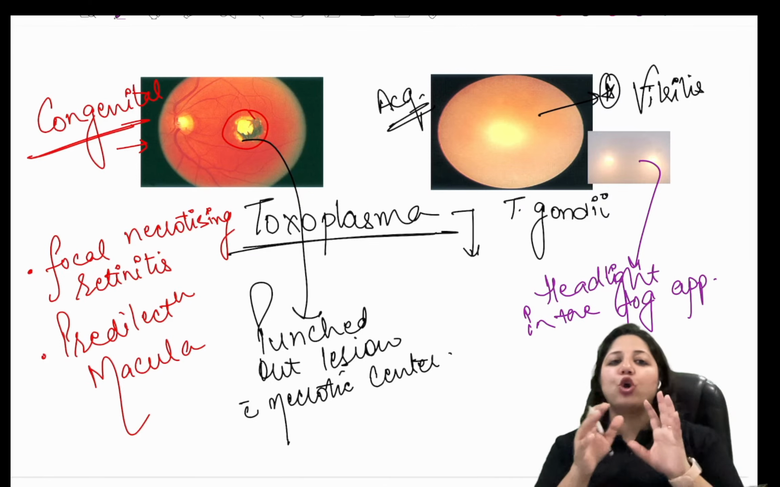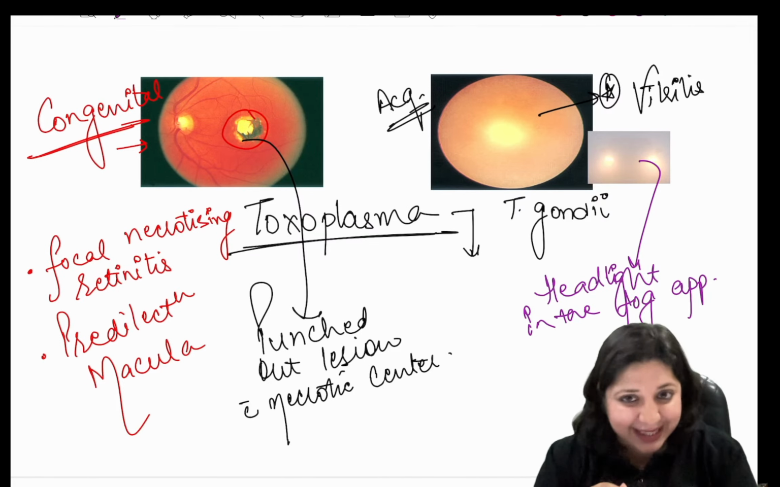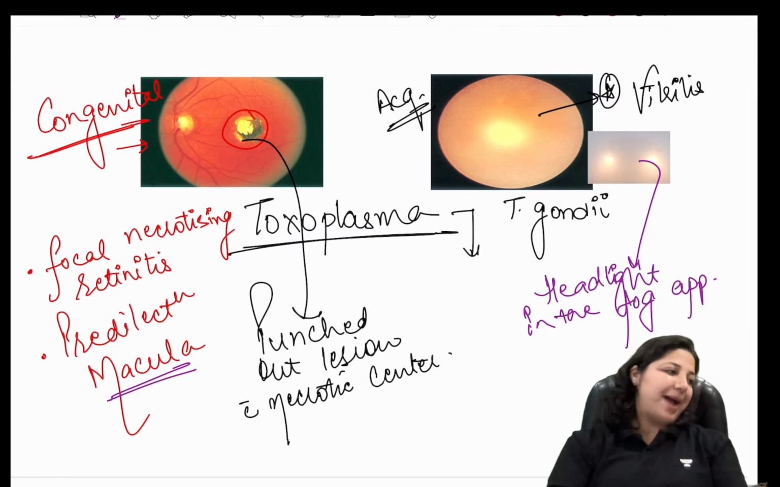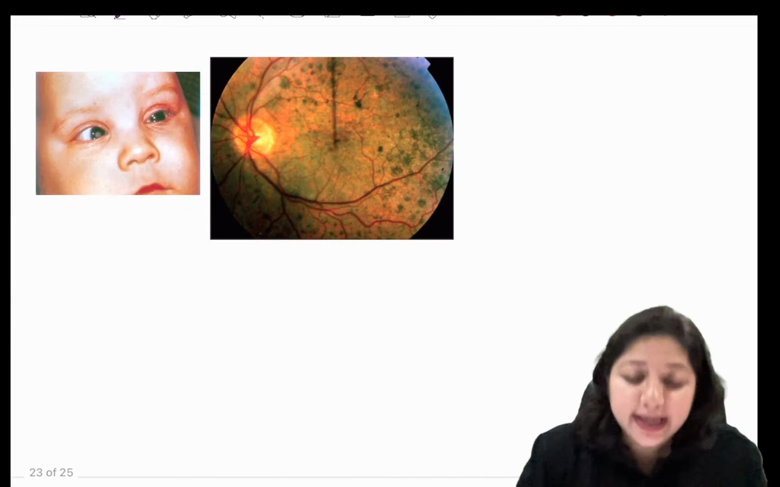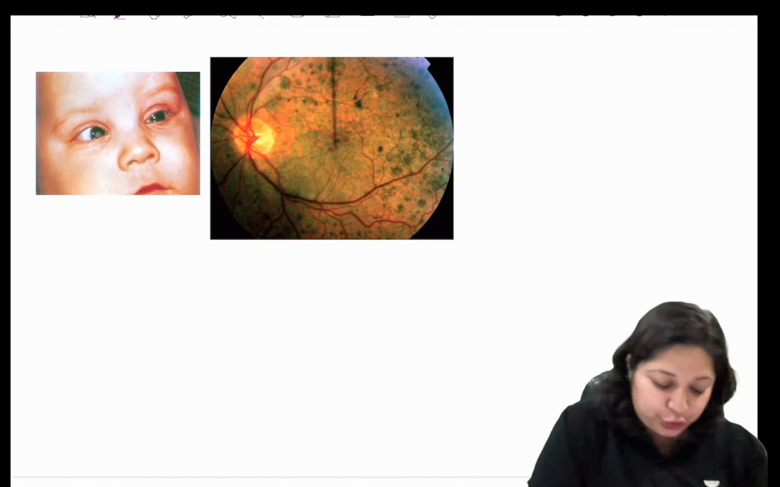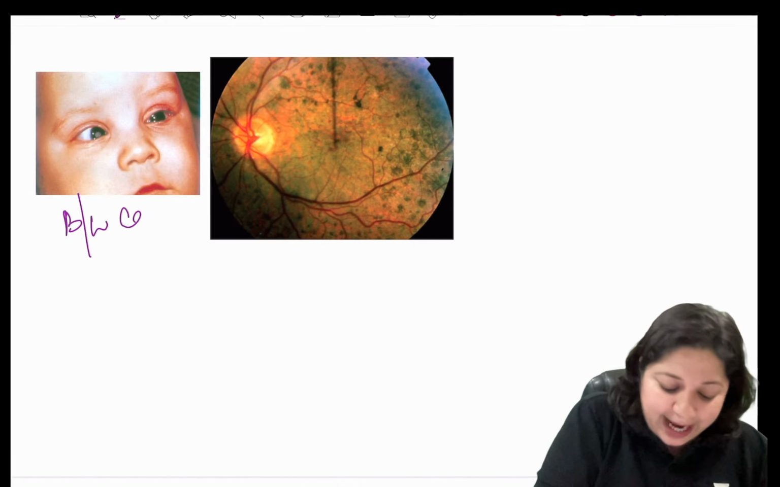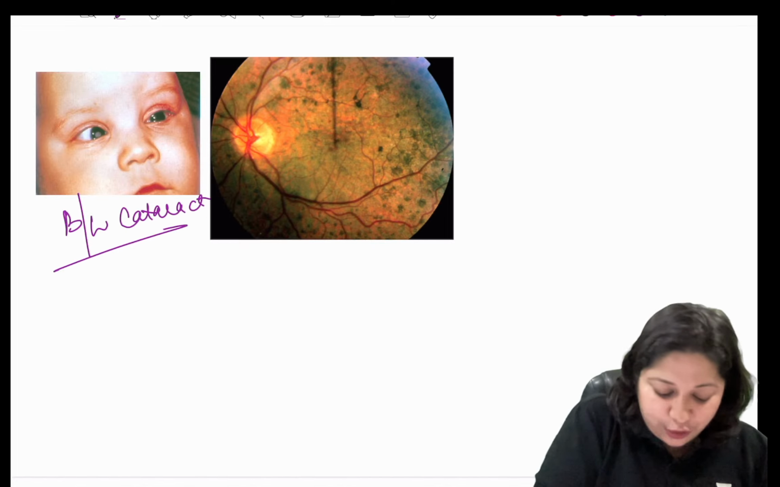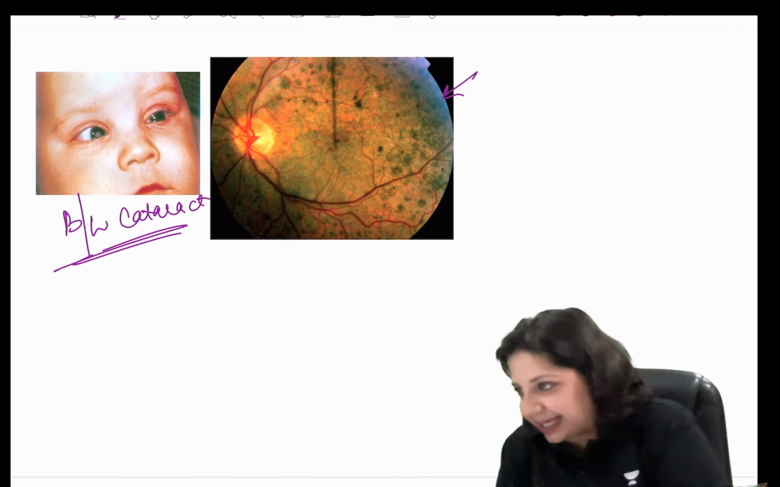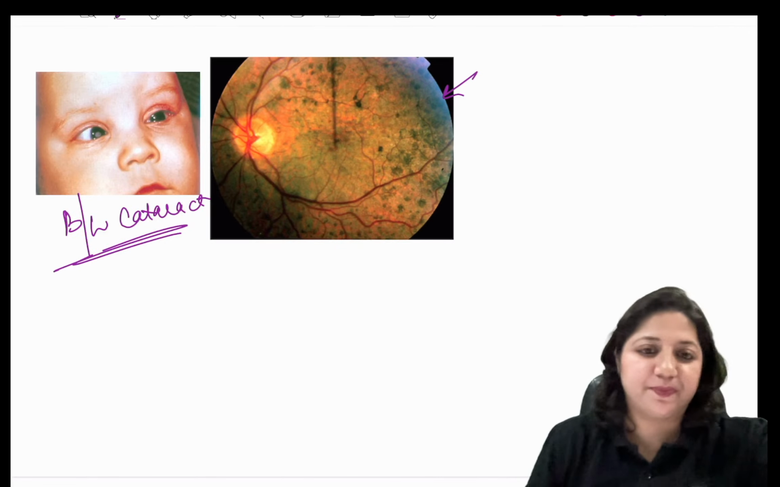So whenever I say toxo, always remember it causes a focal necrotizing retinitis and it has a predilection for the macula. All right. So coming to the last, we have a child presenting to us with bilateral cataract and this kind of presentation on fundus. So what is this? What is the diagnosis?